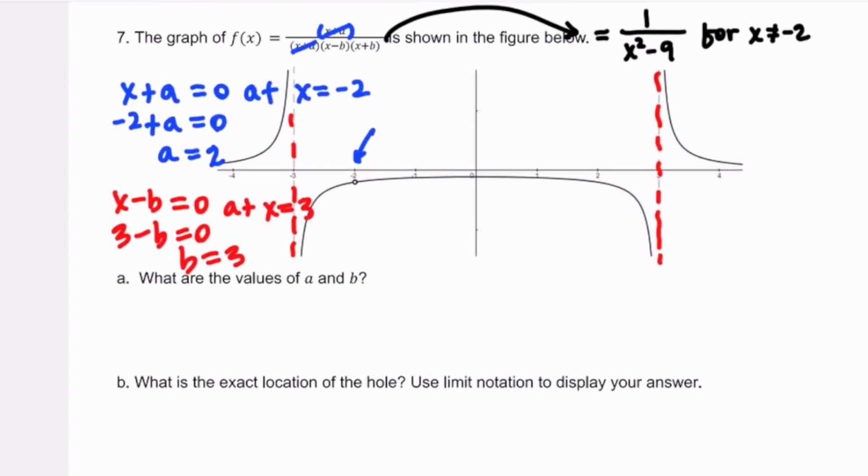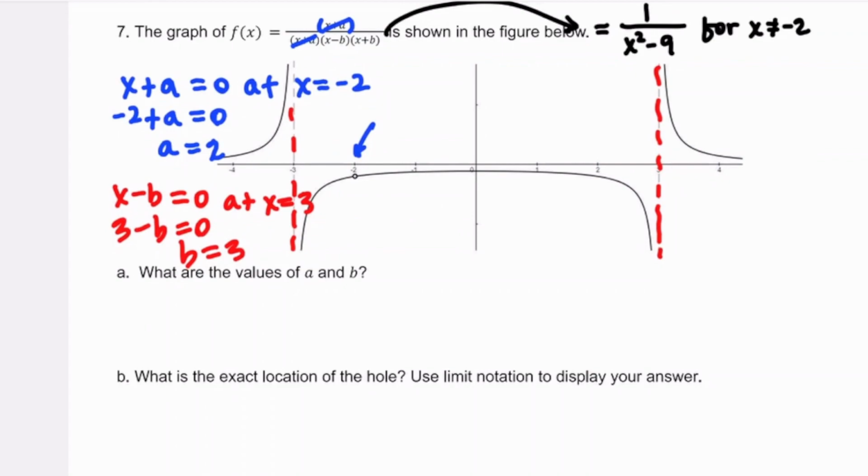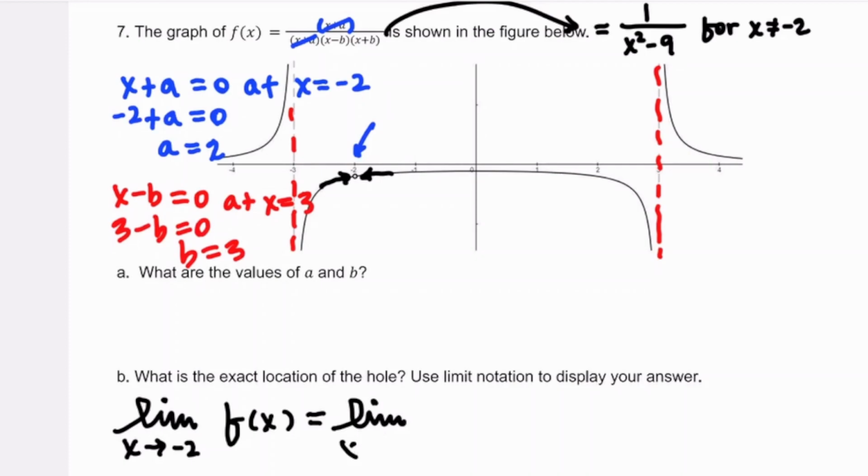Okay, so the exact location of the hole is going to be, okay, so the limit of f of x, I'm not going to copy that original expression, as x approaches negative 2. When x is getting closer and closer to negative 2 from each side, y is approaching, well, whatever the simplified expression would approach. All right, so that's going to equal the limit as x approaches negative 2 of 1 over x squared minus 9.